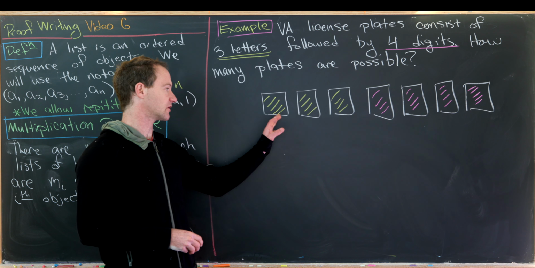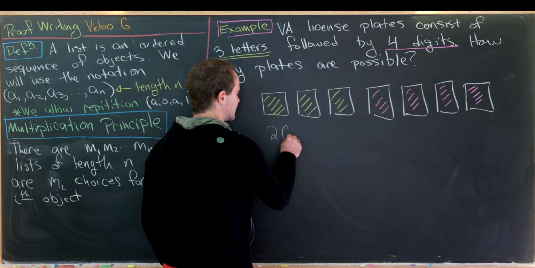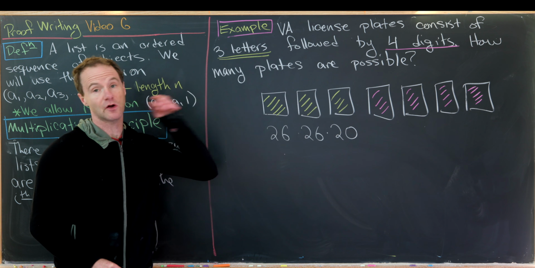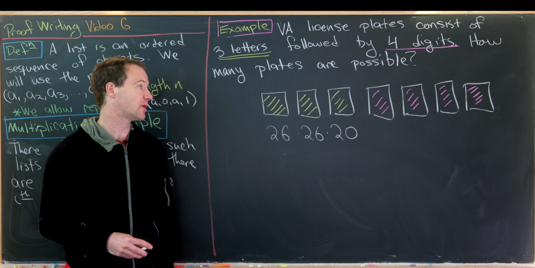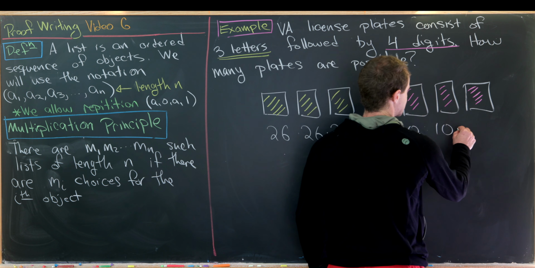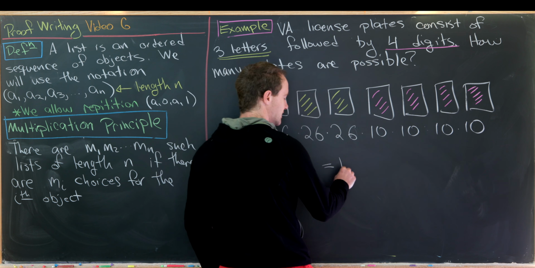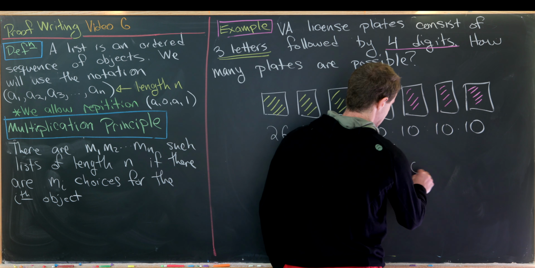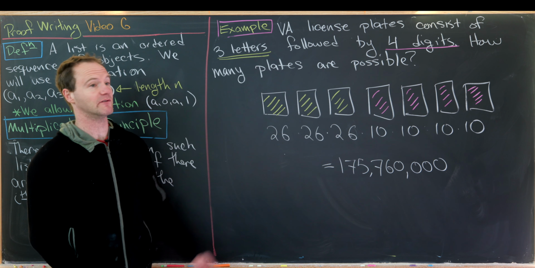Now we've got to choose a letter for here, here, here. How many letters are there? There are 26. So that means we get 26 choices here, 26 choices here, and 26 choices here. And then over there, we need to choose a digit between 0 and 9. That gives us 10 possible choices. So we have 10 times 10 times 10 times 10. And then you can multiply this all up and you'll see that you get 175,760,000. And that's it. So that's far more cars than you would ever have in the state of Virginia.